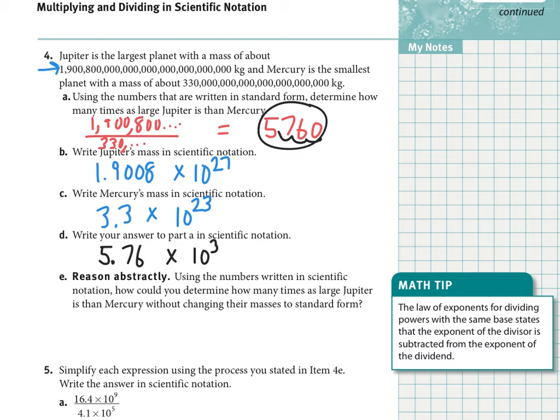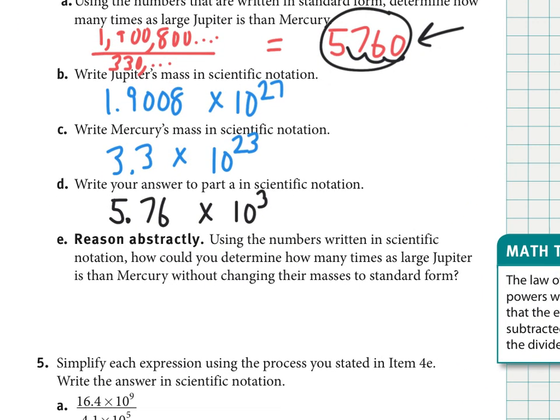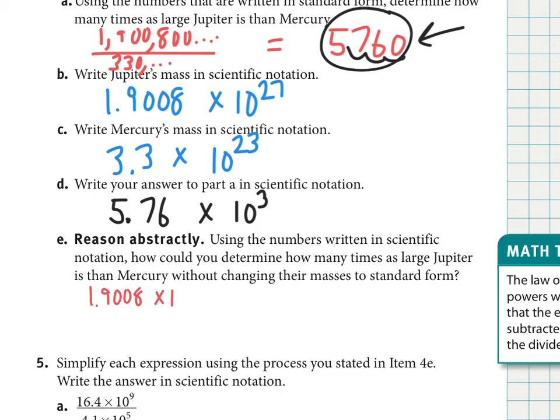So let's see how, using the numbers written in scientific notation, we could figure out this answer to part A. Let's divide in scientific notation 1.9008 times 10 to the 27th power, that's Jupiter's mass, divided by Mercury's mass, 3.3 times 10 to the 23rd. And let's see what we get. I'm going to do it very similarly to how we did the multiplication. I'm going to divide this by this on my calculator, 1.9008 divided by 3.3.